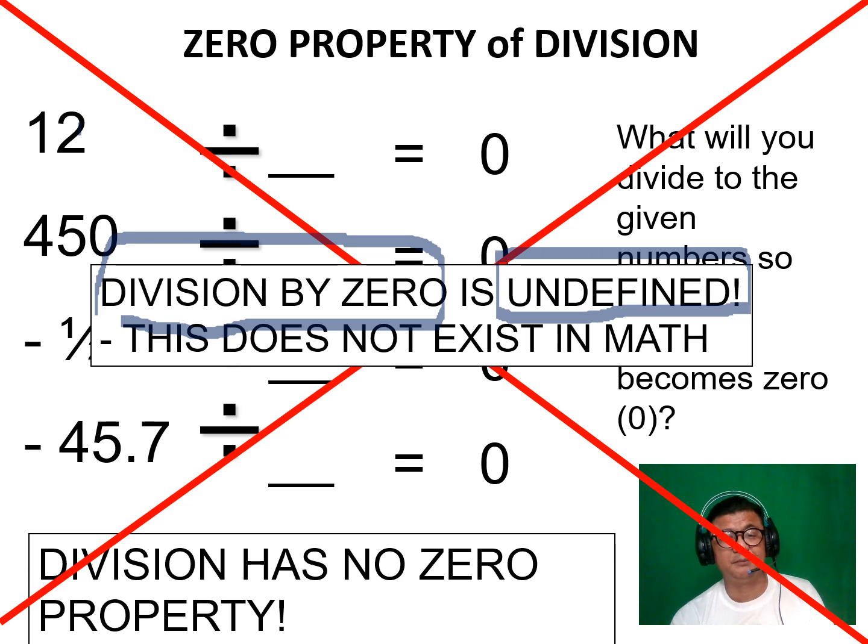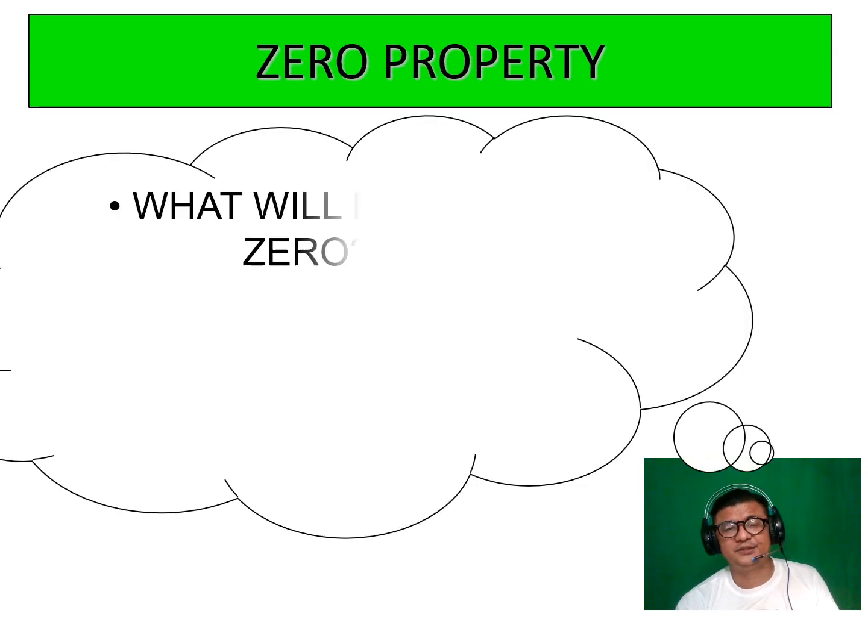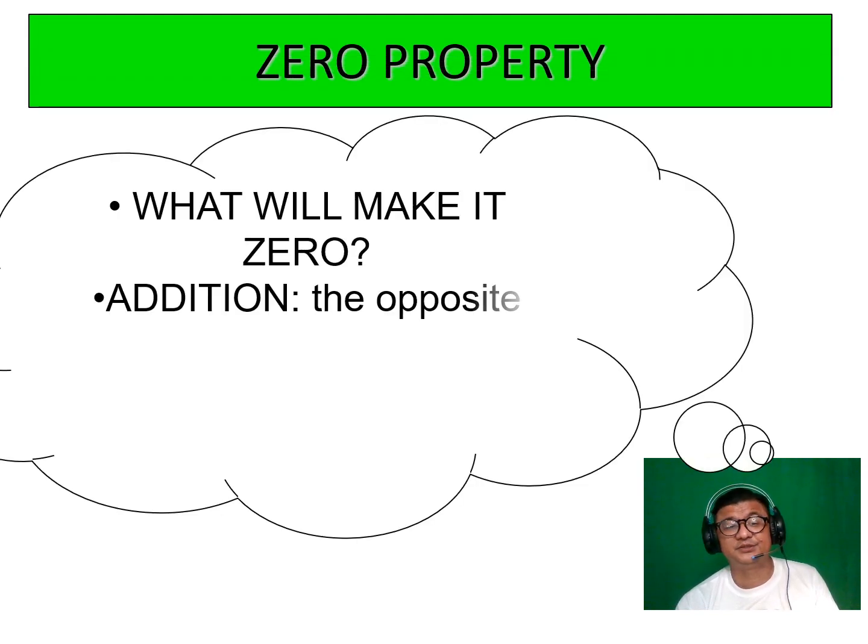Undefined. Why? Because if I put a 0 here, check it out. If I have to multiply these two, my result should be a 12. Is that possible? No. 0 times 0 will not be a 12. So never ever divide by 0. It is undefined. So you could say, well, division has no 0 property. Okay. Now, 0 property, what did we say? What will make a number 0?